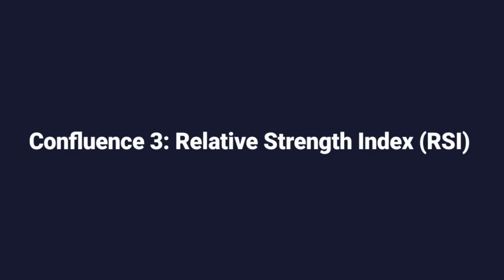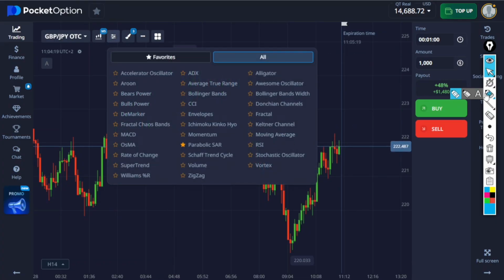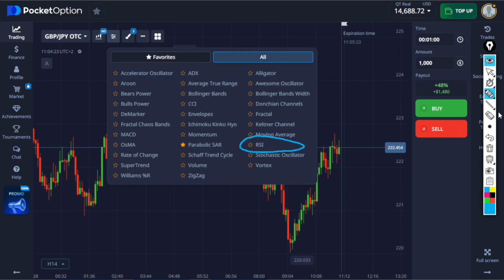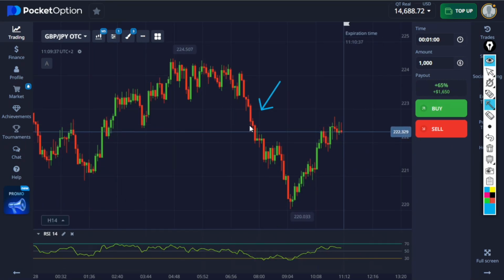So the third confluence we're going to be taking a look at here is the RSI indicator. So you can locate the RSI in the third column, third from bottom, okay? And we're going to go ahead and add the RSI indicator to our chart. Now, right here, we have the RSI indicator.